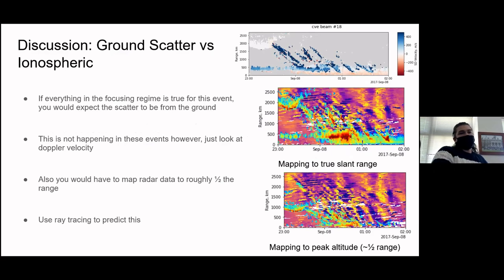The other thing is I have a velocity plot on the upper right, and the velocities are very, very strong, 400 to 500 meters per second positive in this case. And that's the opposite of what ground scatter would be, basically 0 meters per second. So you can be pretty confident that this is ionospheric half-box scatter.